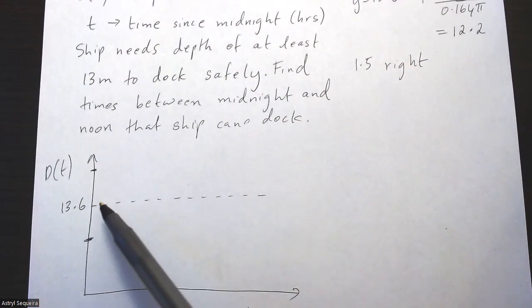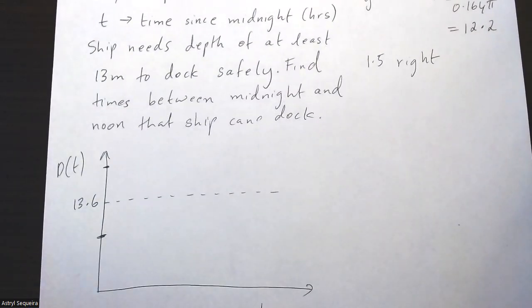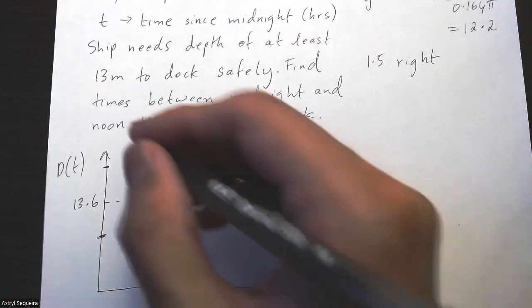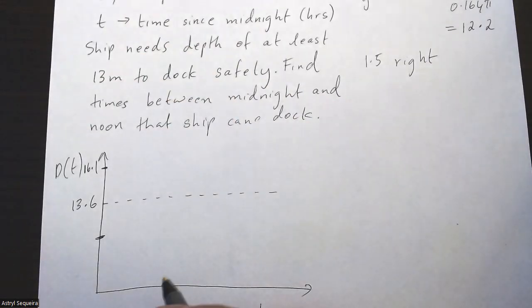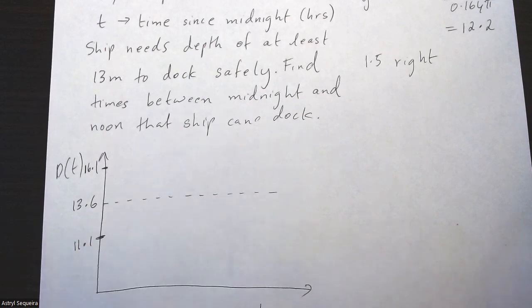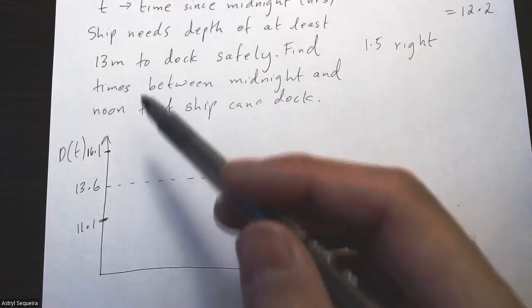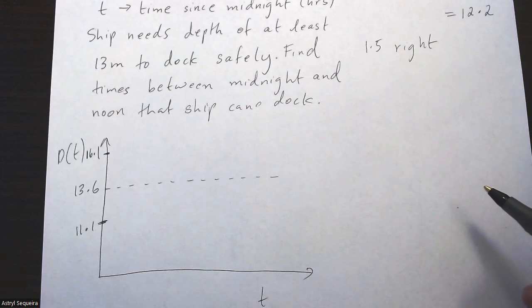In this case, I'm going to add and subtract my amplitude, which is 2.5. 13.6 plus 2.5 is 16.1. My max is 16.1. And 13.6 minus 2.5 is just 11.1. So my min is 11.1. This scale doesn't have to be super accurate. It's just a sketch to help solve the problem.